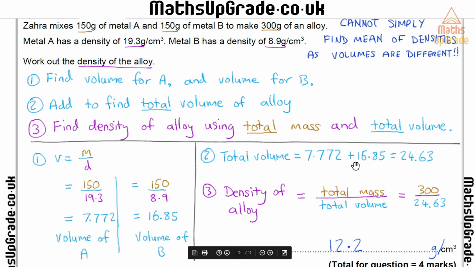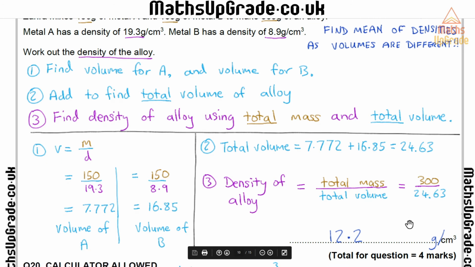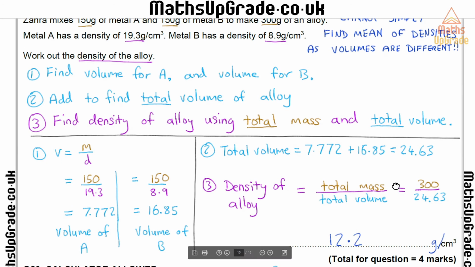I'm now going to add those together to give me the total volume of that alloy. So the total volume of the alloy is 24.63. And I know that the total mass of the alloy will be 150 and 150, which is 300 grams. So to find the density of the alloy, density is mass divided by volume. So 300 divided by 24.63, which is 12.2 grams per centimetre cubed. So that whole question there is worth 4 marks.